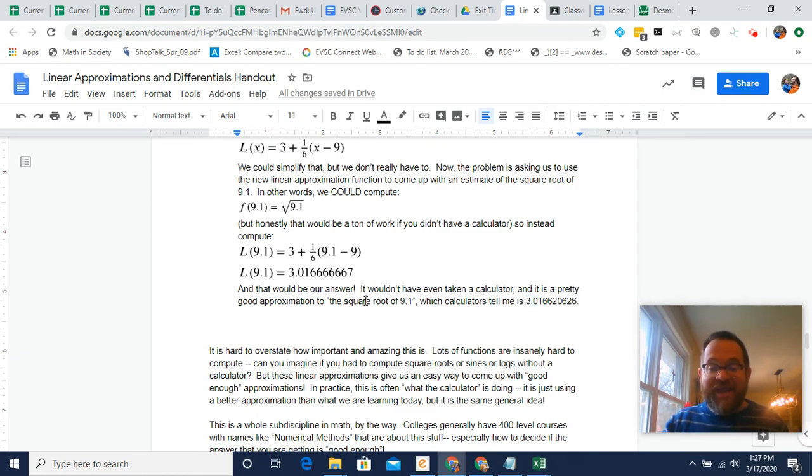And in practice, by the way, it's hard to overstate how important and amazing this is. In practice, that is what your calculator is really doing. If you've ever wondered how your calculator knows what the square root of 9.1 is, in fact, it's using techniques like this. Now, it's using a slightly fancier version of this technique where it's not necessarily a line, but it has that kind of idea where it takes a place it knows the answer, like we knew what the square root of 9 was, and uses it as a way to find the answer at a place that is close, like 9.1.